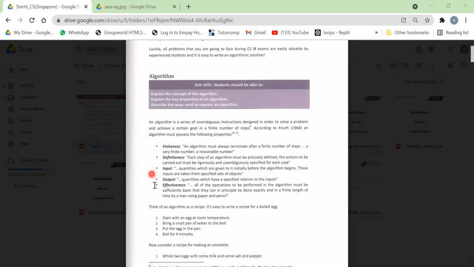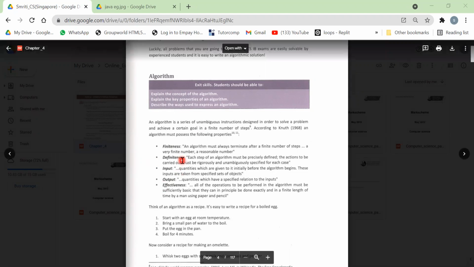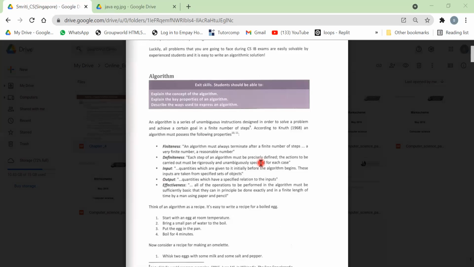All these factors are the ones which are contributing to the efficiency of an algorithm. So the algorithm should terminate after a finite number of steps. I cannot expect that the algorithm keeps on going for 1,000, 10,000, lakhs. No, I cannot. I should assure that it should be finite. There should be some definiteness, that it should be precisely defined. Whatever number of steps I'm writing, it should be quite clear.